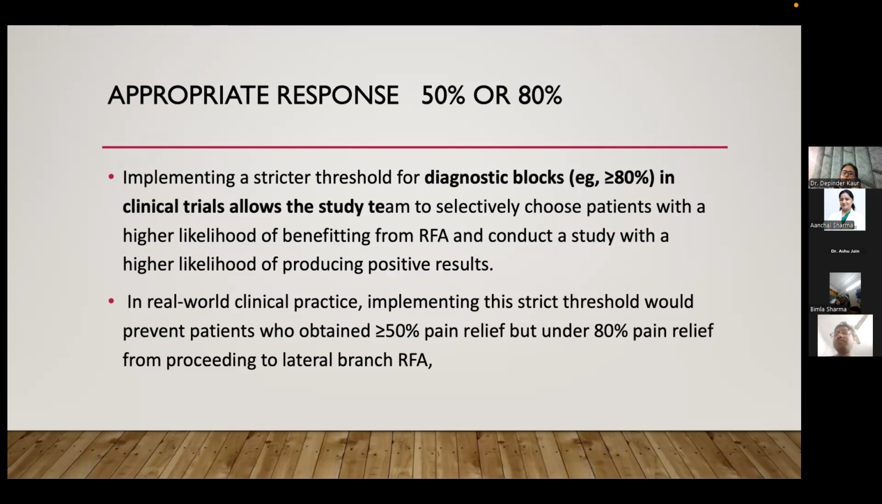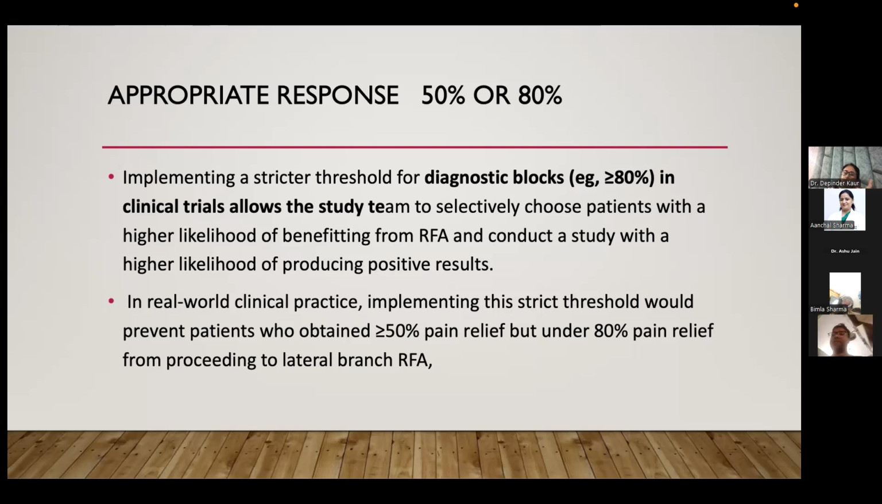Now, what do you call an appropriate response? This is really interesting to understand: previously, some clinical trials used a strict diagnostic block threshold of more than 80% relief for any patient to consider radiofrequency ablation. But if you consider only the population which has 80% relief with the diagnostic block, then the chances of a positive result with radiofrequency ablation are very high in such a population. So basically it is a biased study, your population is biased, so the results are not encouraging. In the real world, what we see is that implementing this strict threshold is actually preventing treatment of our patients who have obtained more than 50% but less than 80% relief.